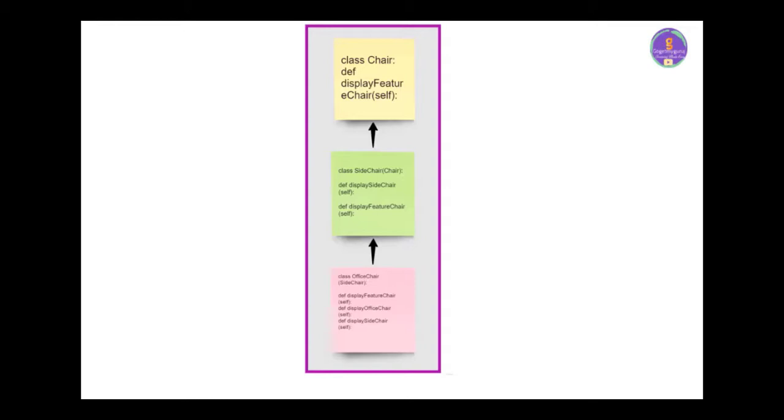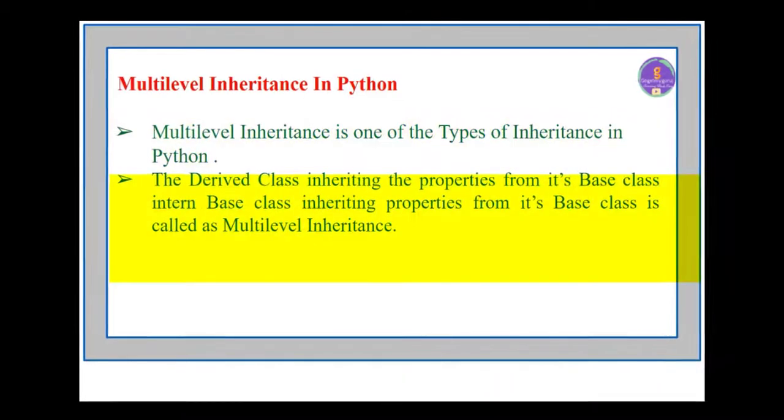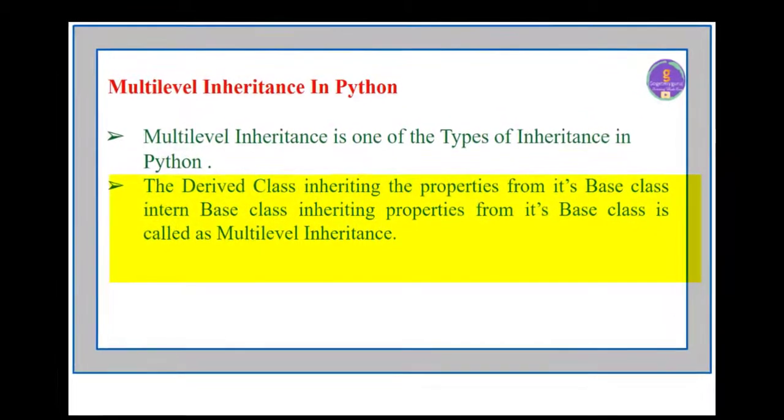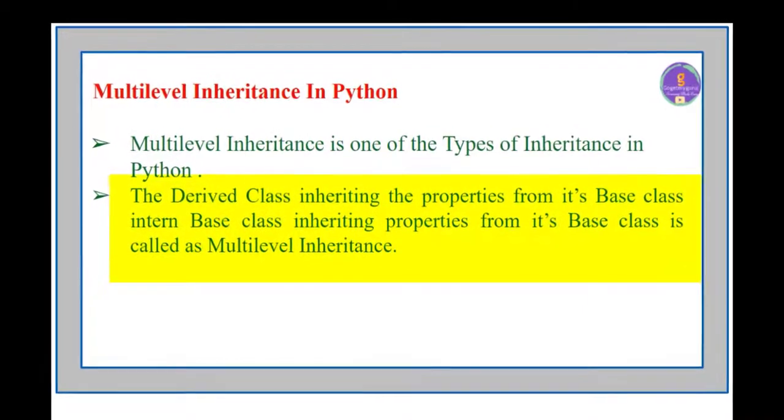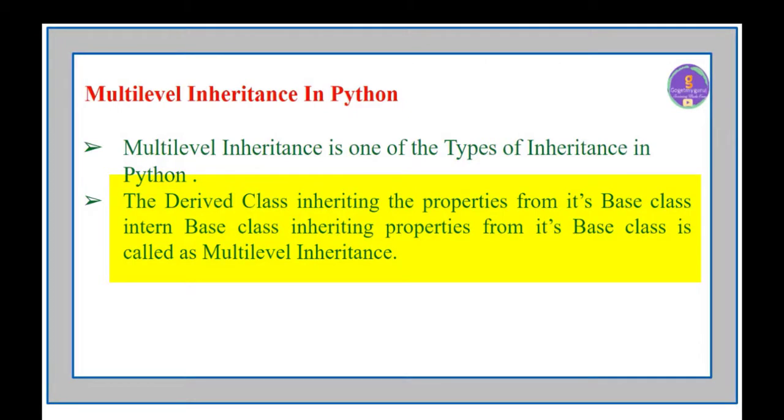Let's see the definition of multi-level inheritance. Multi-level inheritance is one of the types of inheritance in Python. The derived class inheriting the properties from its base class, in turn the base class inheriting properties from its base class, is called multi-level inheritance.